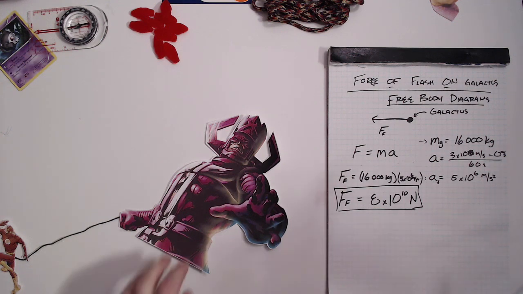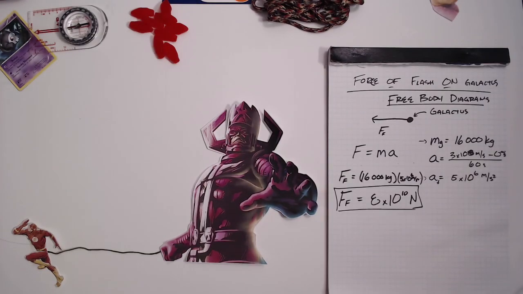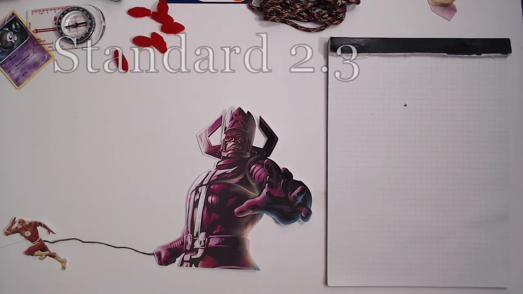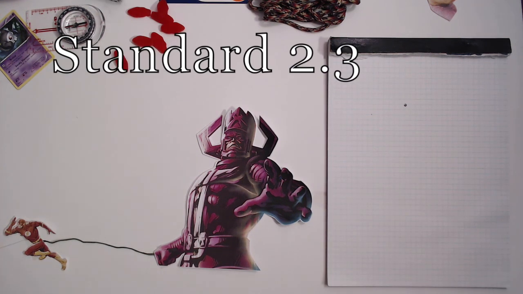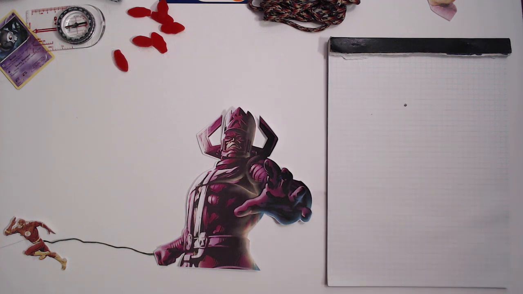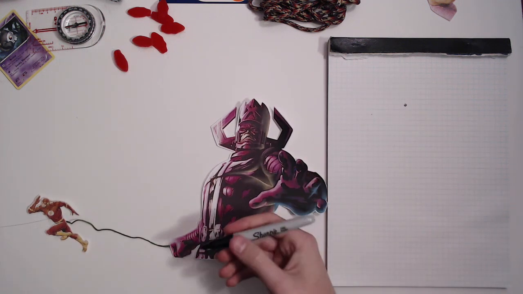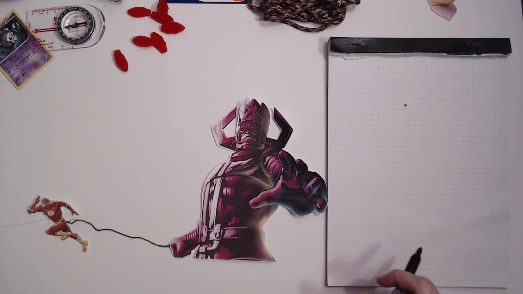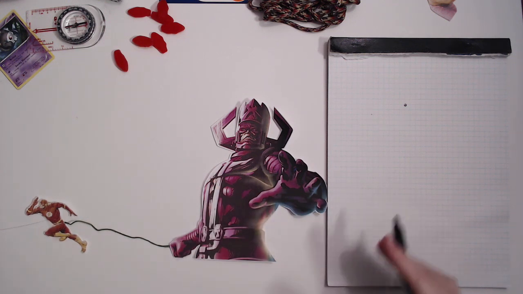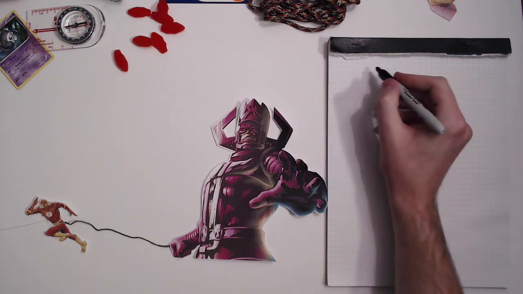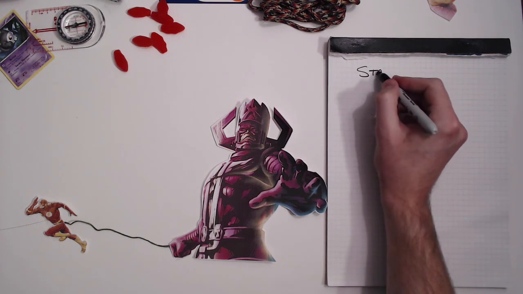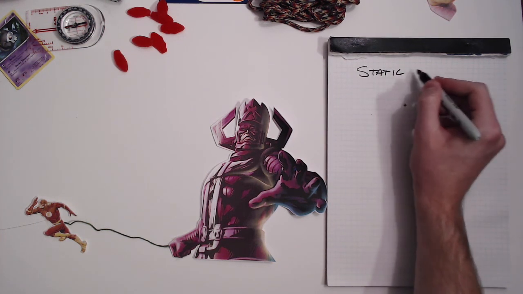Now let's return to the tug of war problem. Now Galactus is going to start pulling back on the Flash. Alright, so first let's look at the static situation where Galactus is going to exert a force equal and opposite to the force that the Flash exerts on him. So, this is the static situation.